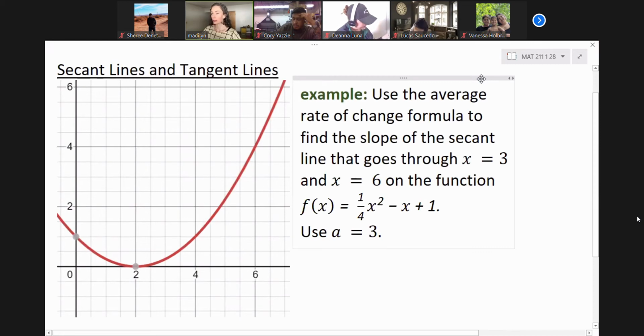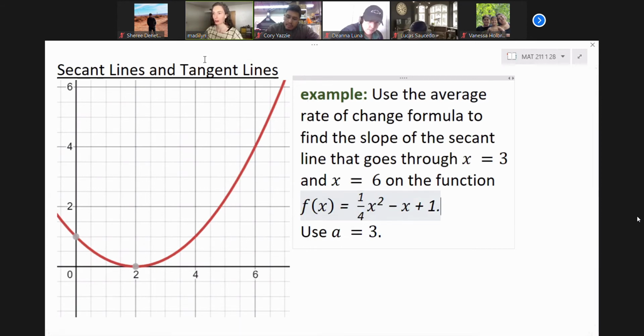So we're going to use that average rate of change formula to find the slope of the secant line that goes through x equals 3 and x equals 6 on this function. So this function f of x is what is drawn here on the graph.